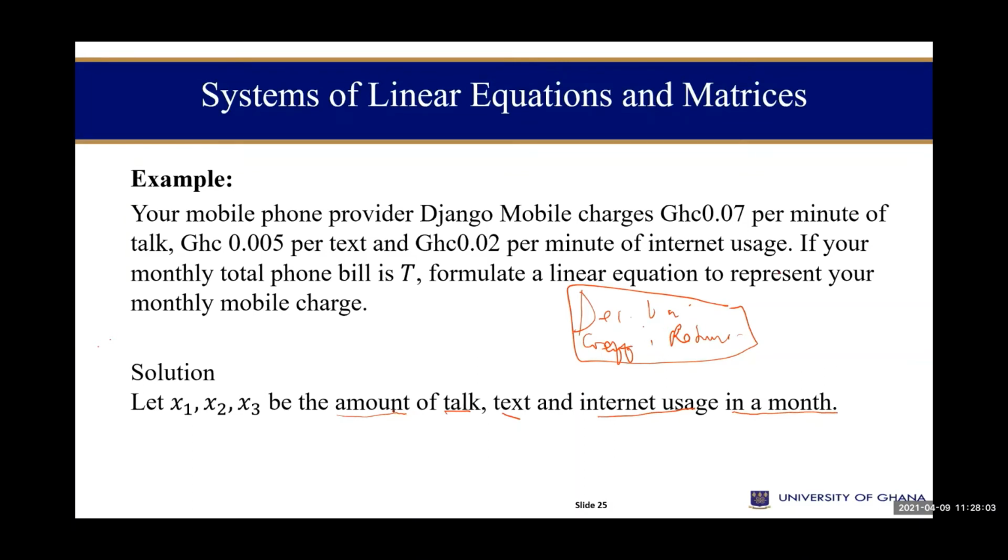Our equation is going to be what? 0.07 x1 plus 0.005 x2 plus 0.02 x3 equals T. Great. So that's what we have here. You're following. That's great. Perfect. All right. So all that we have done is doing business modeling. Finding a problem, we formulate it. Now we have to solve it and interpret the problem.